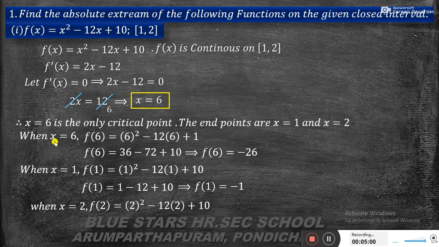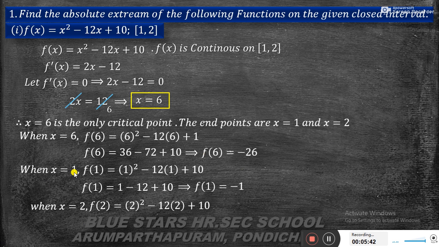So the next step, first I take x equal to 6. The critical point x equal to 6, I substitute in the given function f of x. So f of 6 equal to 6 square minus 12 into 6 plus 10. 6 square means 36, minus 12 into 6 is 72, plus 10. So 36 plus 10 is 46, 46 minus 72 is minus 26. Therefore f of 6 equal to minus 26.